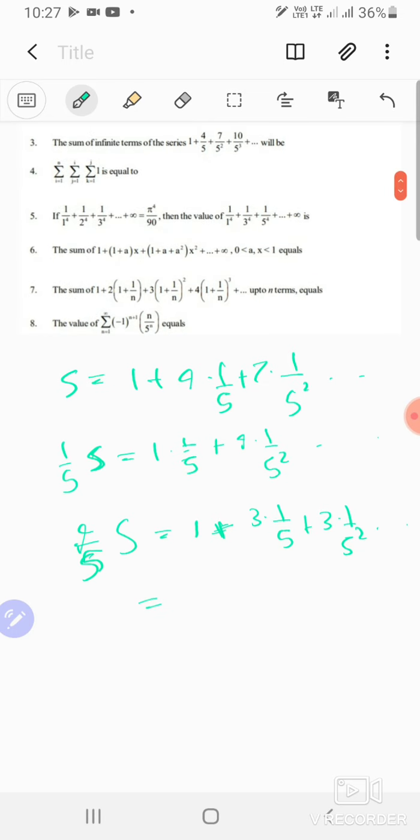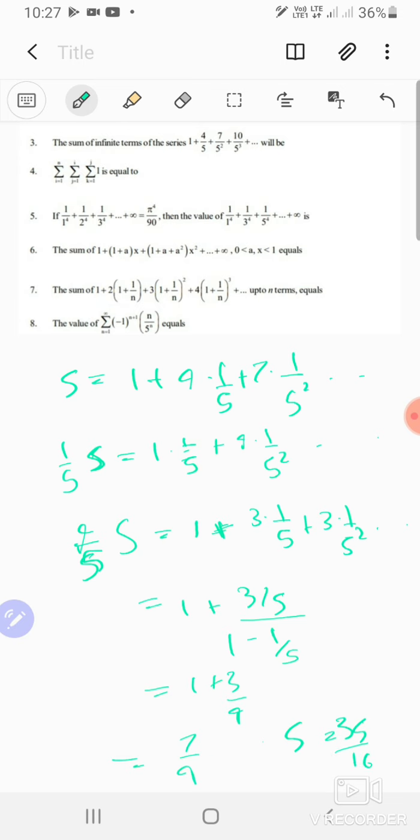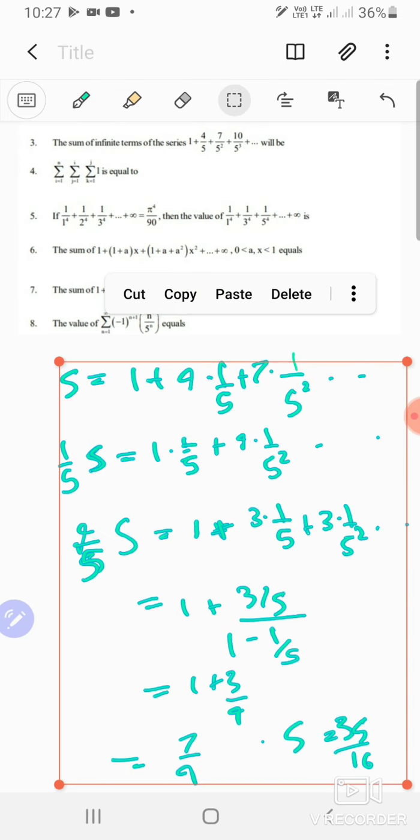So the sum of the infinite terms of this series is 1 plus 3 by 5, and then 1 minus 1 by 5. It just turns out to be 4 by 5, so we got 1 plus 3 by 4. I got 3 by 5 and then 1 by 5 is the ratio. It's supposed to be equal to 7 by 4. So our s is equal to, what is it? Yes, 35 by 16. On to the next question.